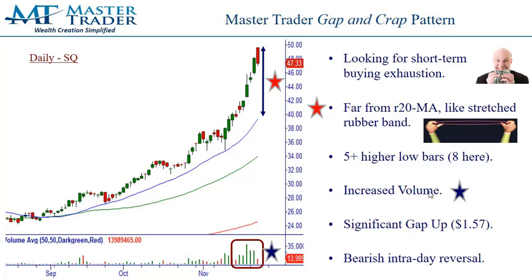We also have increased volume. Notice all this volume in this greed. You had spikes here, of course, but this is showing kind of the last of the run, the greed, as opposed to fear on a sell-off, of course. People, whatever the news is, people are wanting in this stock. And you can see the increased volume, increased buying pressure. Then we have a significant gap up. This one is $1.57, and then we're looking for a bearish intraday pattern to get on board.